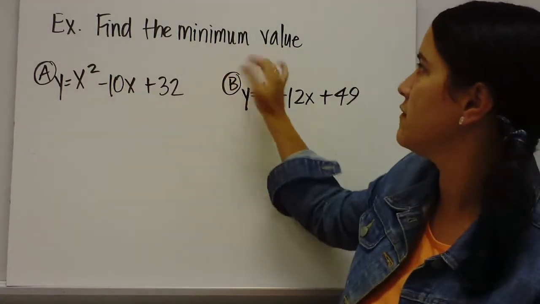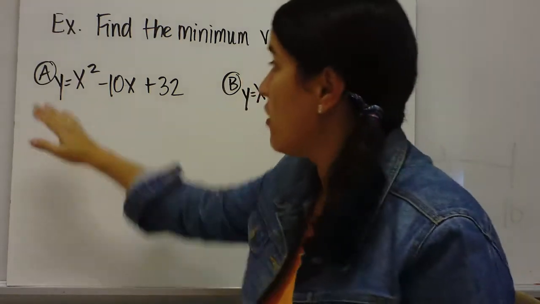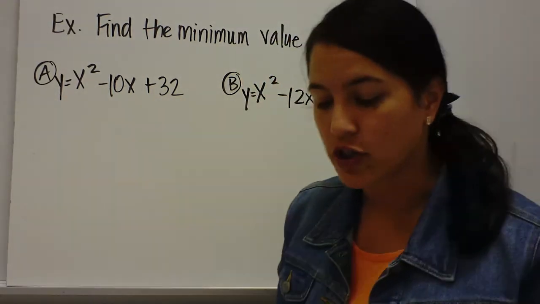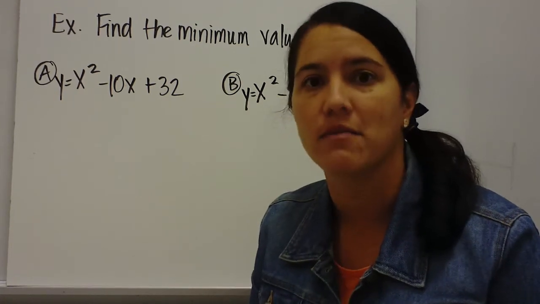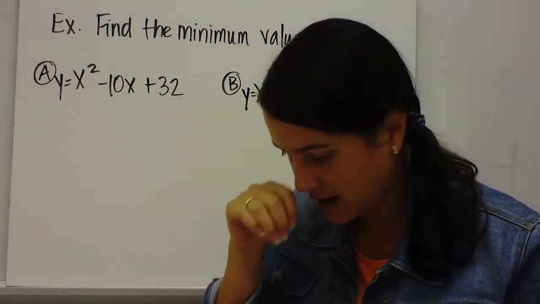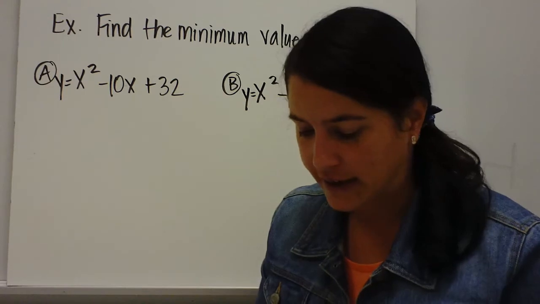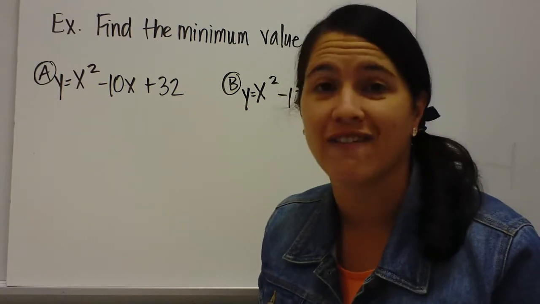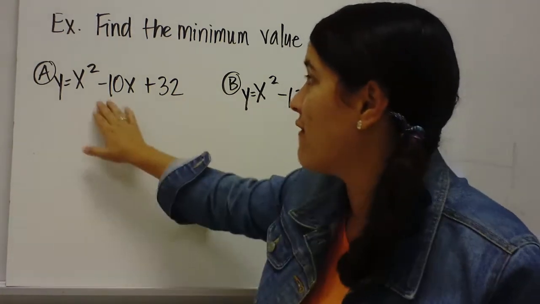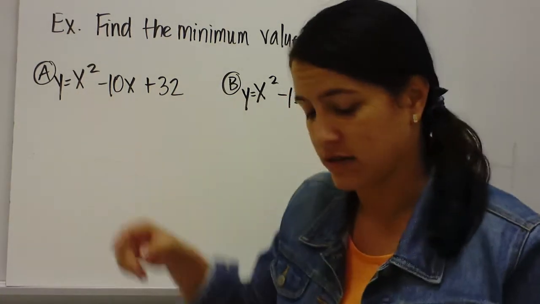Alright, so find the minimum value. Those are the directions. Right now they are in standard form, so first I'm going to show you how to change to vertex form, and then we can find the minimum or the maximum, because that's the vertex. So the first thing we have to do is you look to see if you can factor anything out. We can't factor anything out. I have a coefficient of 1.